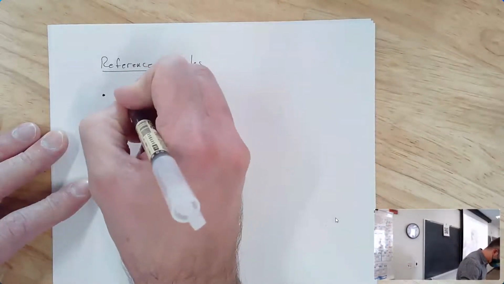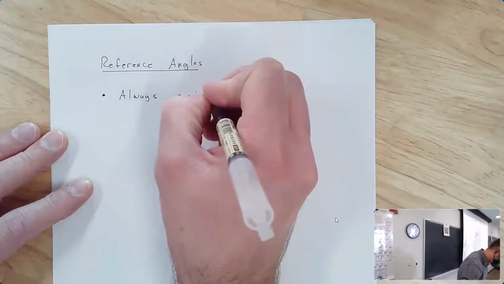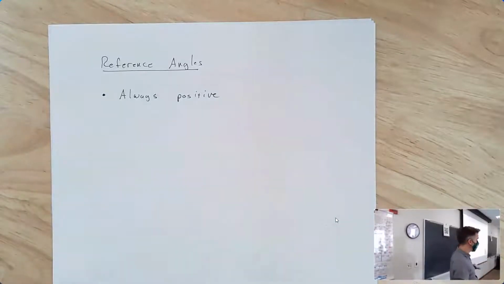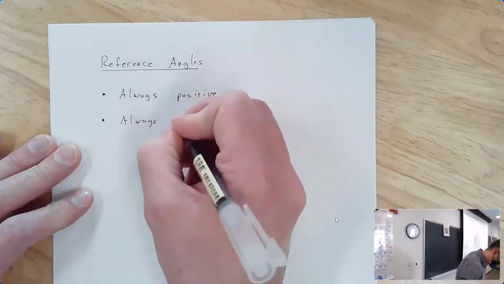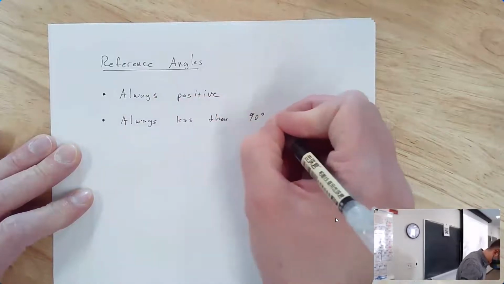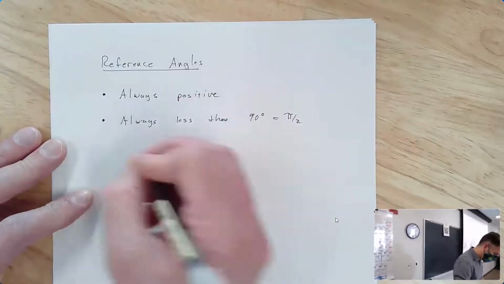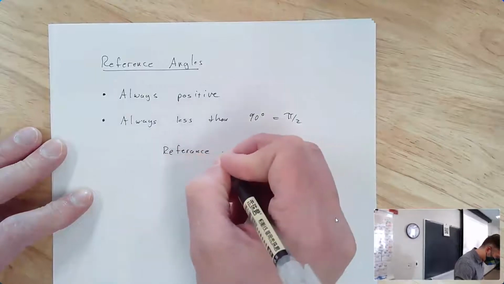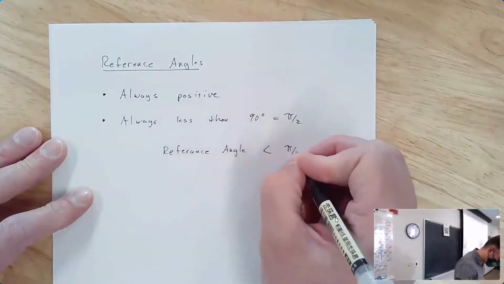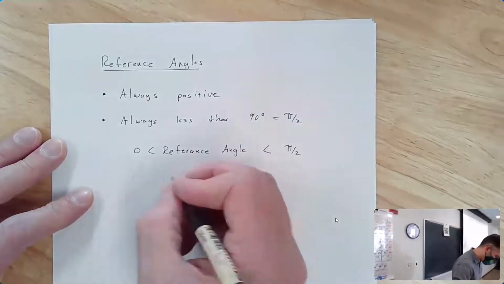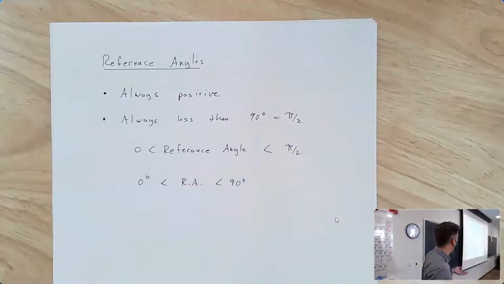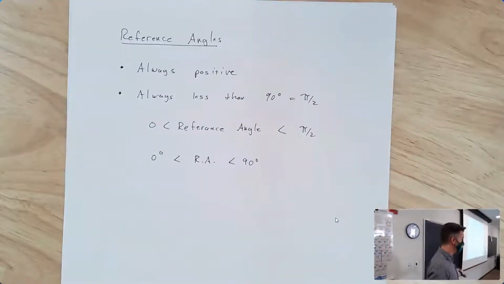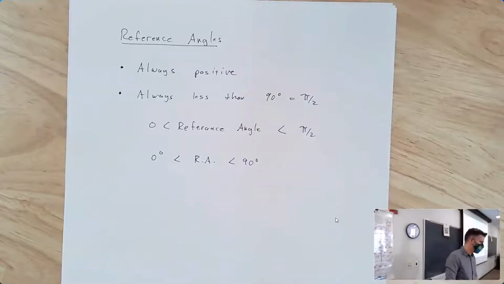A reference angle is always positive. So that means it can't actually equal 0. It has to be strictly greater than 0. Specifically, it's also always less than 90 degrees or pi over 2 radians. So I could really have just said a reference angle is strictly between 0 and pi over 2 radians. Or if you prefer, between 0 degrees and 90 degrees. A reference angle is never equal to 0 degrees, and never equal to 90 degrees. It's always somewhere in between there. So you can always say a reference angle is acute, right? Because an acute angle is something that's less than 90 degrees and bigger than 0 degrees.